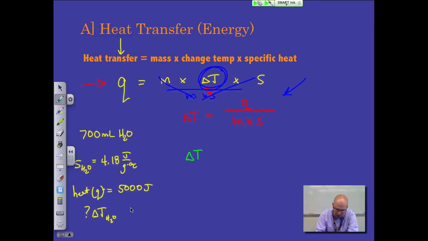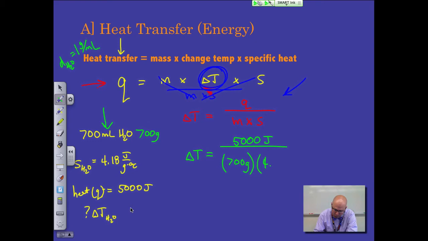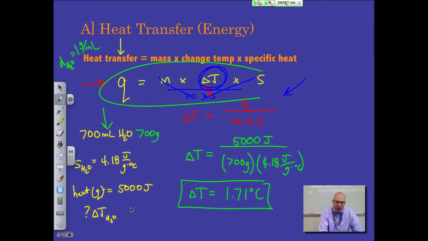To solve for the change in temperature, it's going to be that 5,000 joules divided by the mass. Now I gave it to you in milliliters on purpose. We should know that the density of water is 1 gram per milliliter. That means if you have 700 milliliters, you also have 700 grams. So 700 grams times our specific heat, 4.18 joules per gram degree Celsius. I do all the multiplying on the denominator and then divide, and my change in temperature in this situation is 1.71 degrees Celsius.